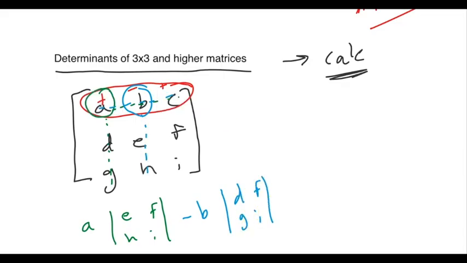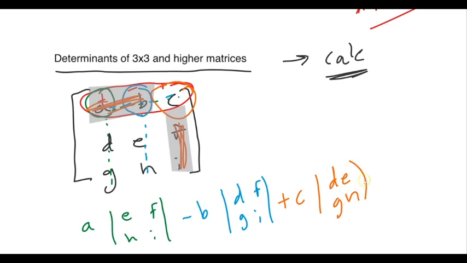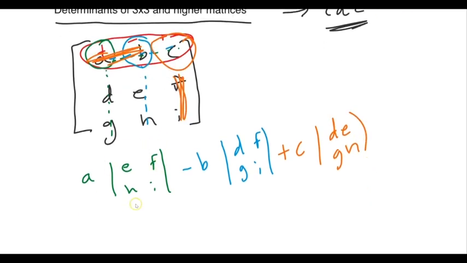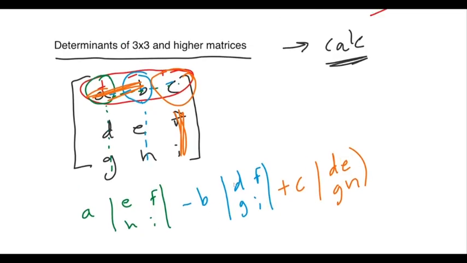And then finally you do the same thing to the last one. Circle this one, plus C. Cancel out its row and column. And you're left with the determinant of D, E, G, H. And what you see here is, do this little determinant, down minus up, times it by A. Do this little determinant, times it by negative B. Do this determinant, times it by C. And then that'll be your answer. That's how you do a determinant of a 3x3. That is the way you do it.